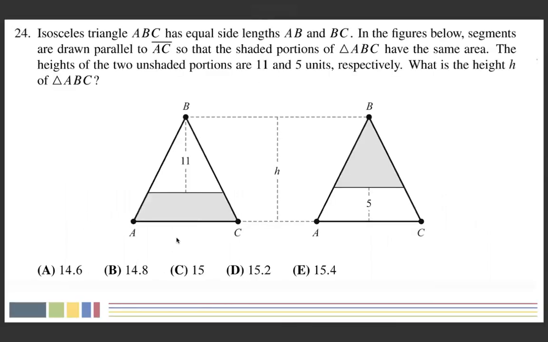Okay, so this is the 2023 AMC 8, problem number 24. Isosceles triangle ABC has equal side lengths AB and BC. In the figures below, segments are drawn parallel to AC so that the shaded portions of ABC have the same area. The heights of the two unshaded portions are 11 and 5 units respectively. What is the height H of a triangle ABC?